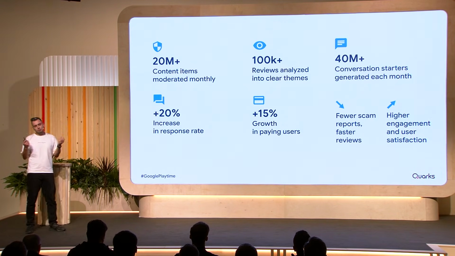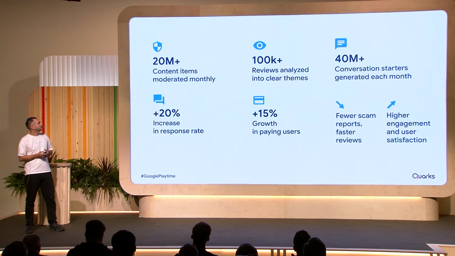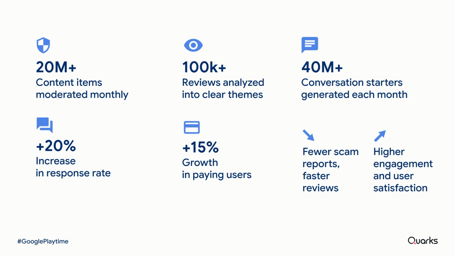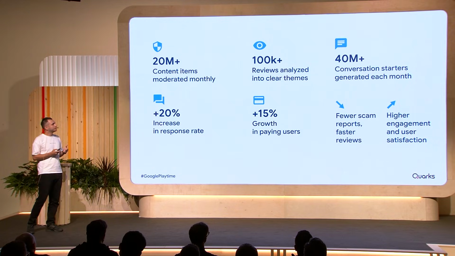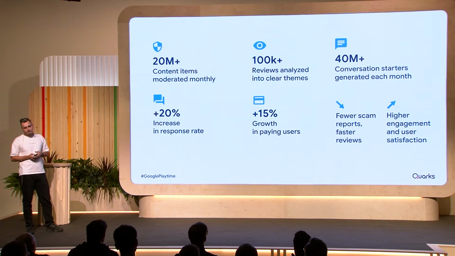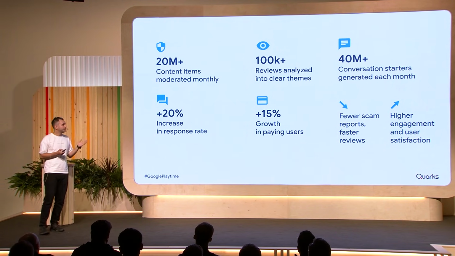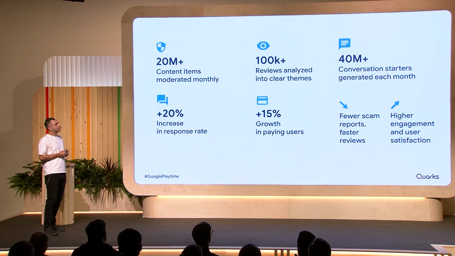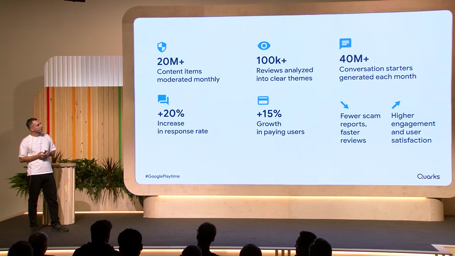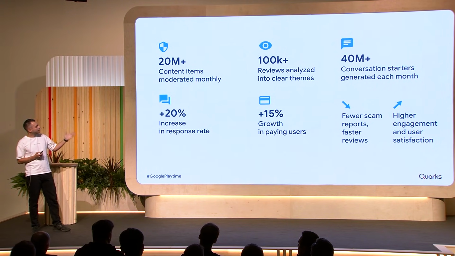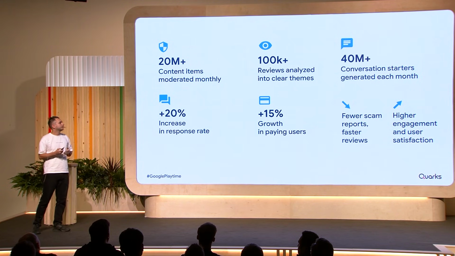So the impact which we got: we now auto-moderate more than 20 million of text content, more than 6 million of photos, and the platform is safe at scale. So we also automatically process more than 100,000 of reviews, and our product team acts faster. The conversation assistant creates more than 40 million conversation starters each month, and it gave us an increase in response rate by 20% and growth in paying users of more than 15%. Moreover, we have fewer scam reports, faster reviews, higher engagement, and user satisfaction. So it's cool.